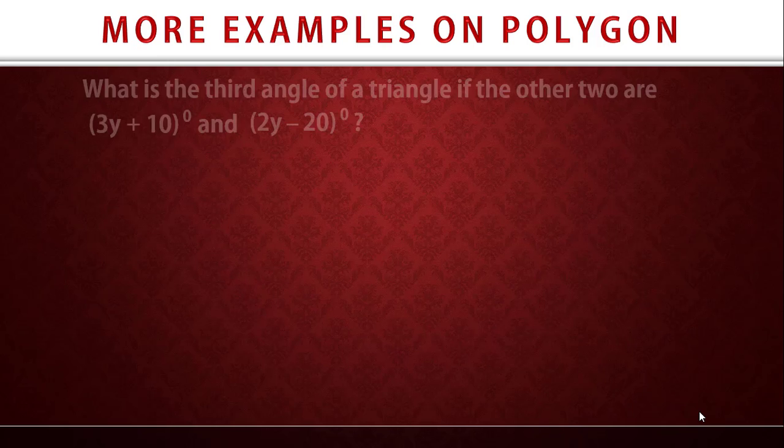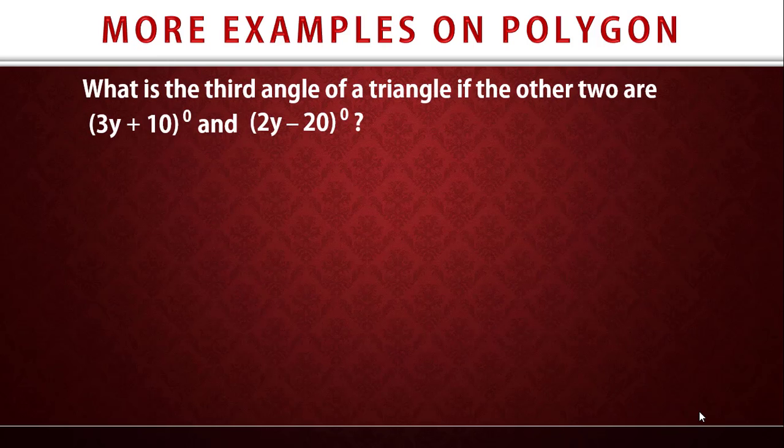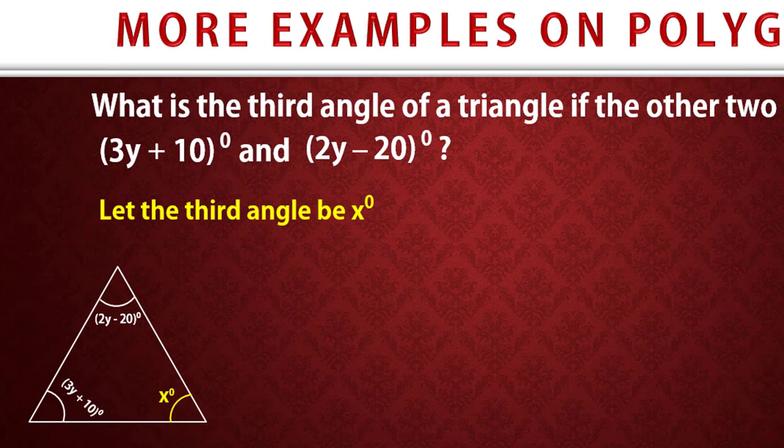Example 5. What is the third angle of a triangle if the other two are 3y plus 10 degree and 2y minus 20 degree? In this question, we are given two of the angles of a triangle, and then we are asked to determine the third one. So for the third one now, we say let the third angle be s degree. So we are assuming that, and then the next thing for us to do now is to draw the triangle and then indicate the angles in the triangle, as you can see right here in this triangle.